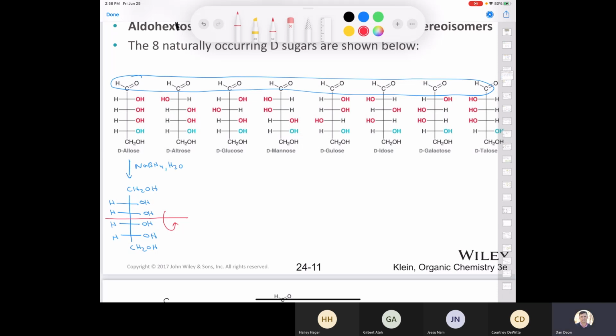It's not going to be mannose. No, because that's not going to be a meso compound. There wouldn't be a plane of symmetry. It would be galactose, right? If you reduced mannose to CH2OH, there's no plane of symmetry, whereas if you did it with galactose, with sodium borohydride and water, then you'd end up with this compound, which is an alditol.